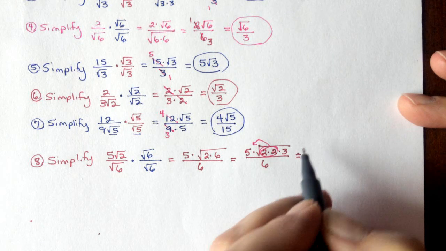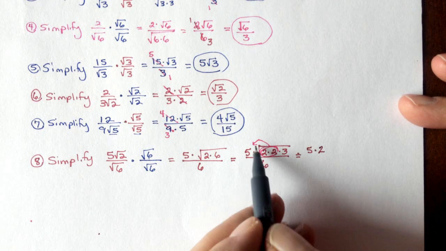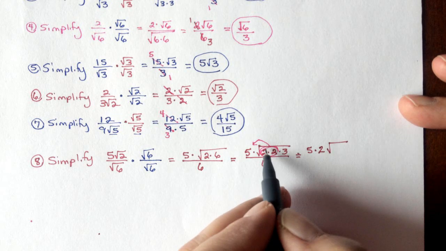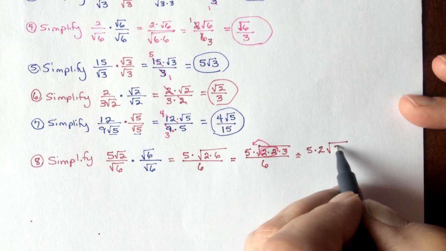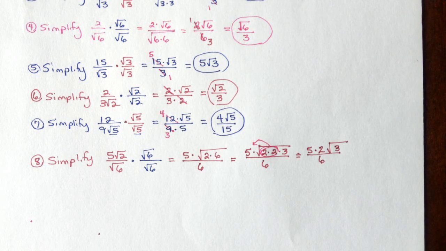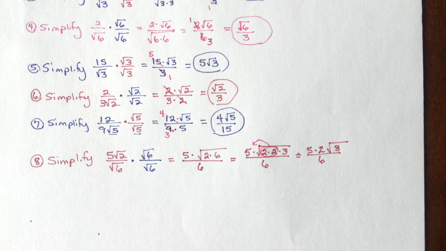Okay, so we already had a 5. Now we're going to pull a 2 out with the 5, and then in the radical we've left behind a 3 over 6. Alright, radical 3 is prime. 3 is prime. There's nothing else we can do with that.